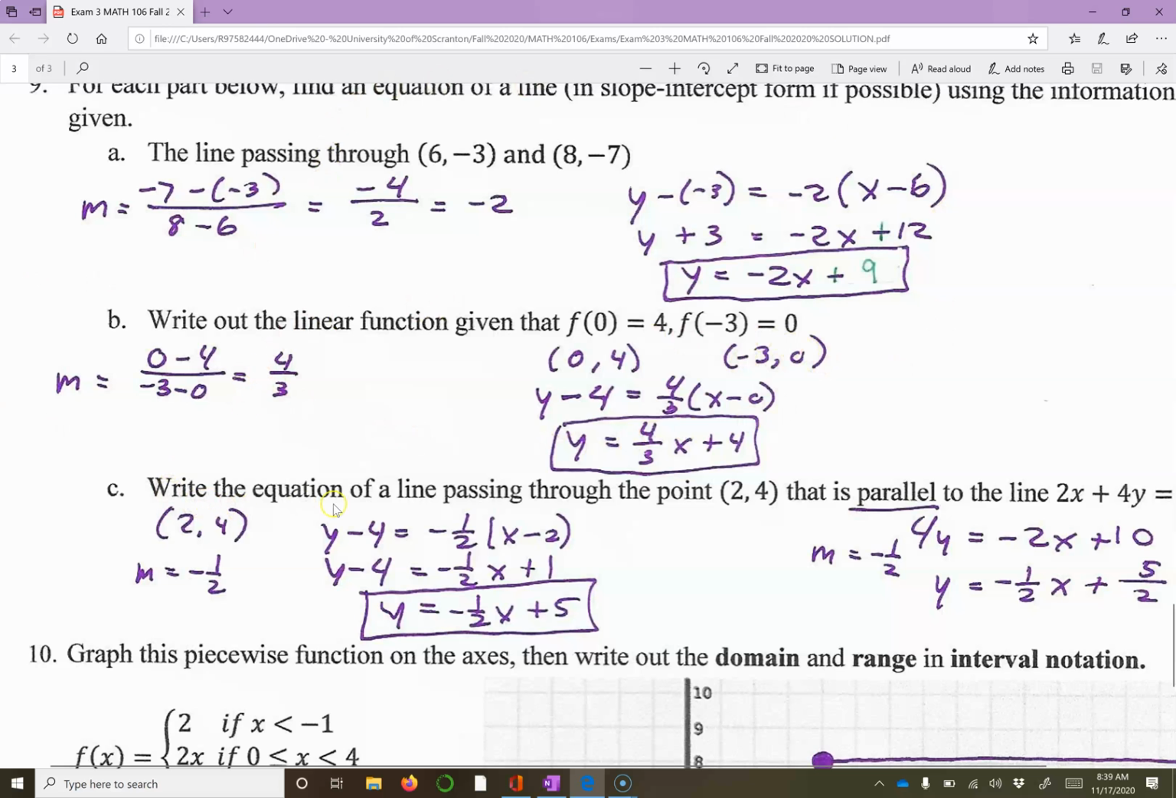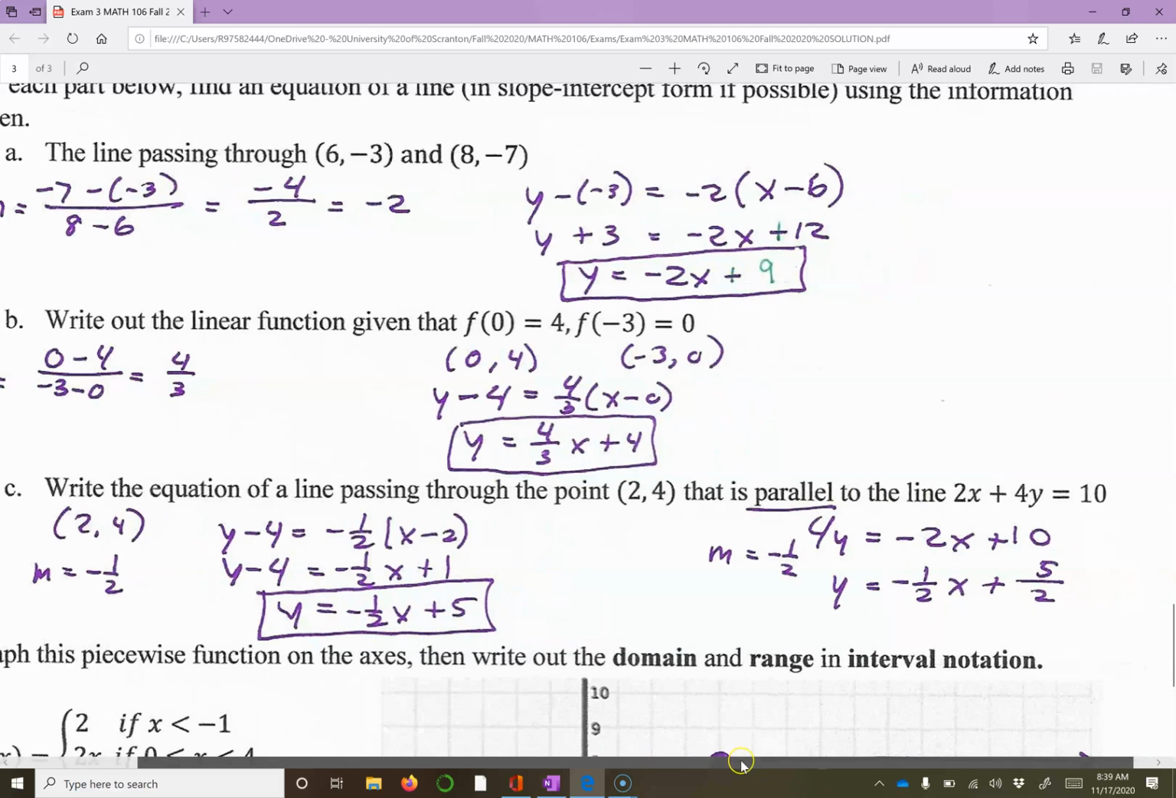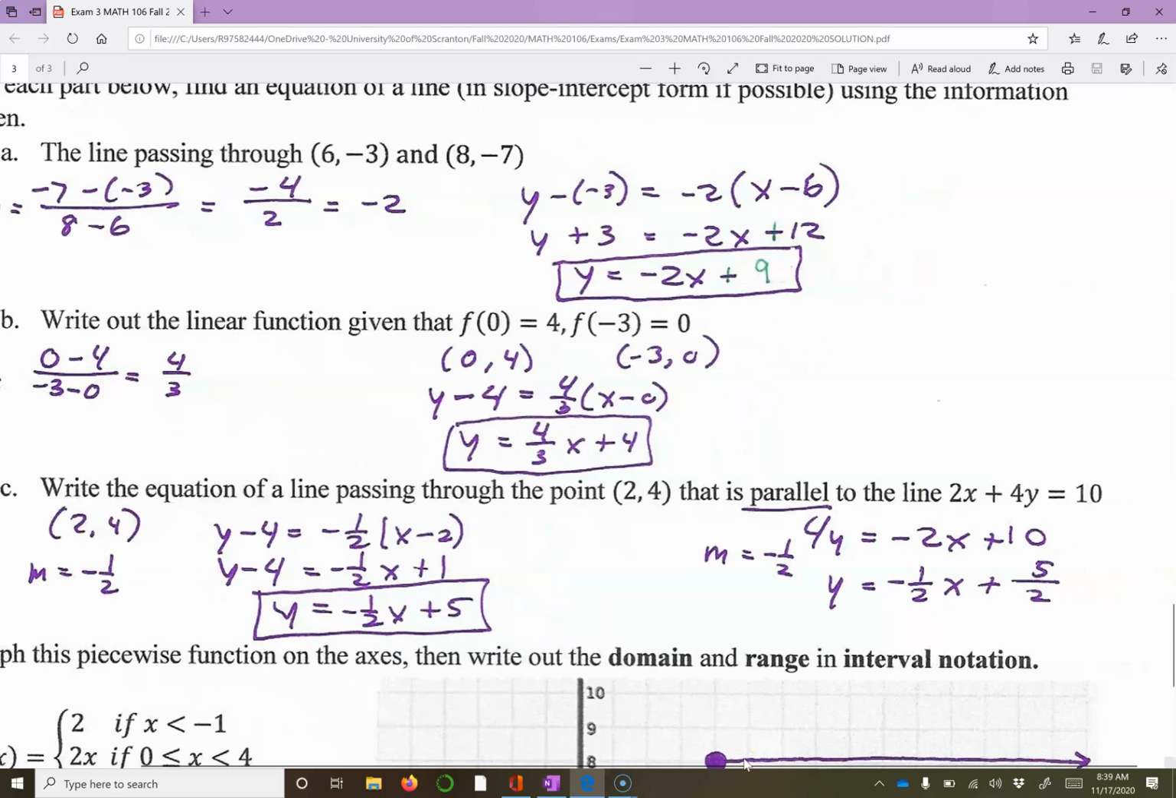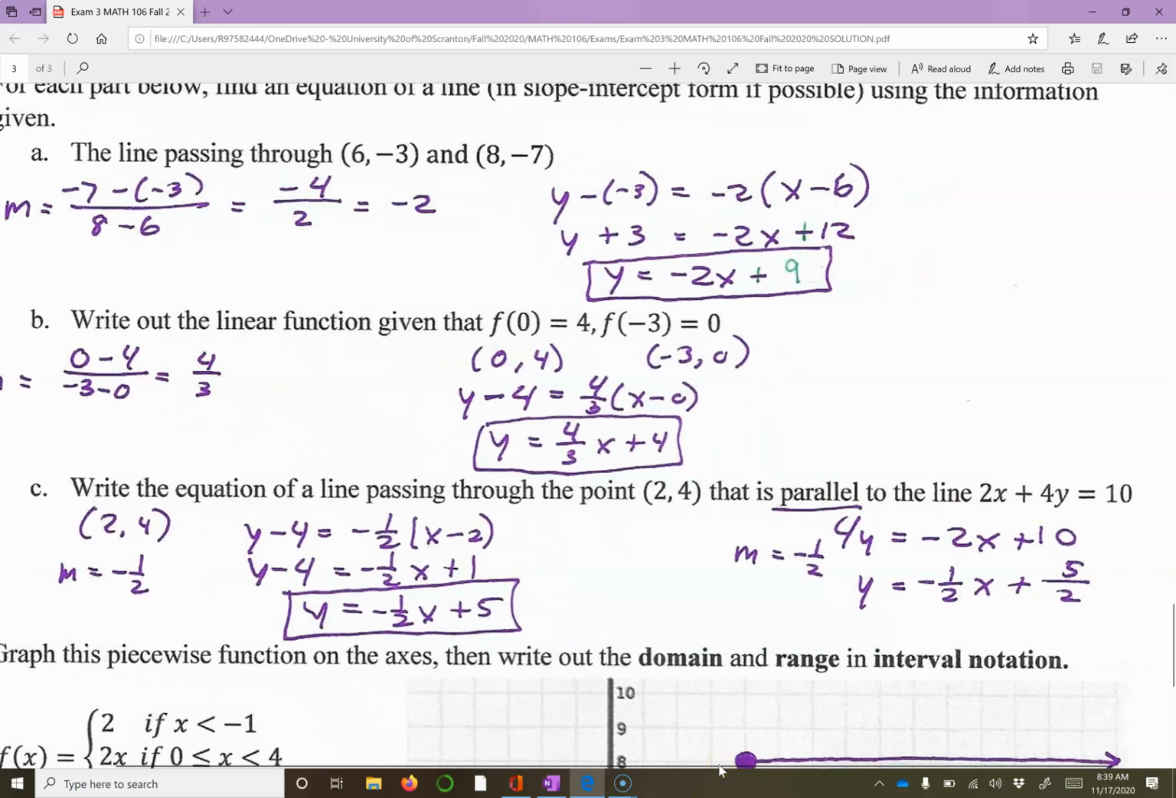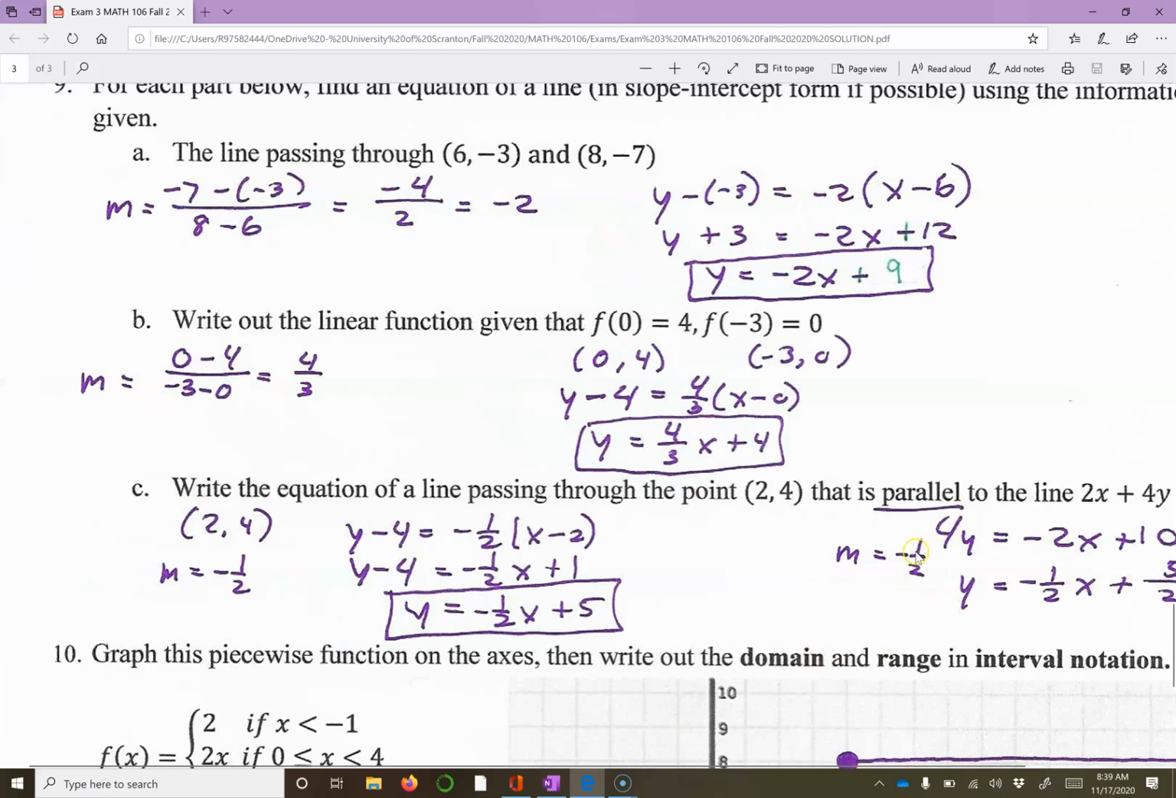And then lastly, it's write the equation of a line passing through point (2, 4) that's parallel to another line. So you had to find the slope of that other line, which turned out to be negative 1/2. And if the line you're trying to write the equation of is parallel to it, they'll have the same slope. So we use that m equals negative 1/2 with the point (2, 4), and we wrote our equation.